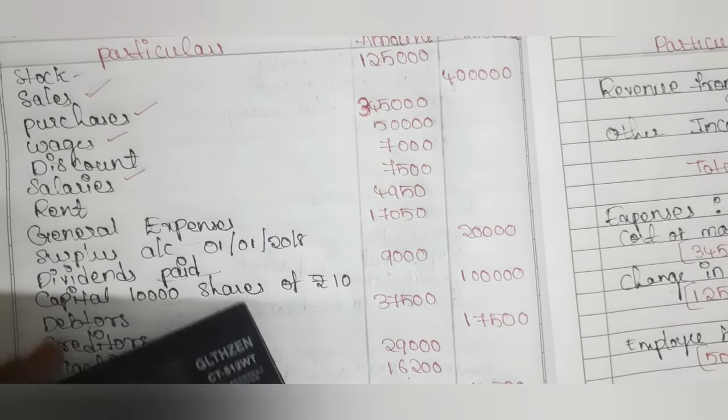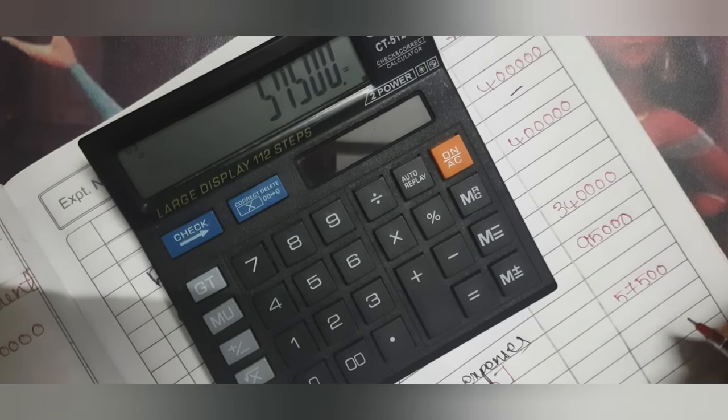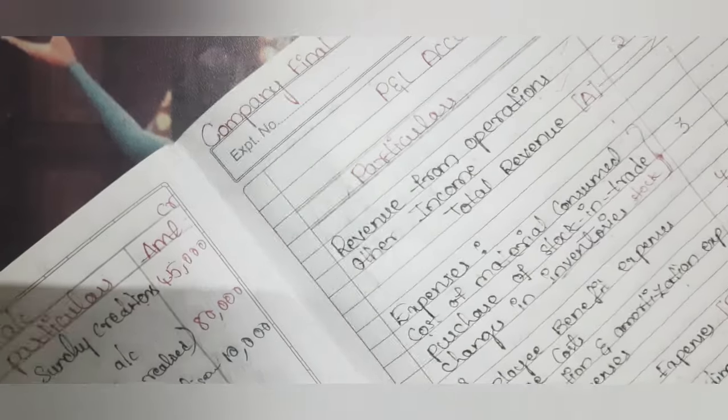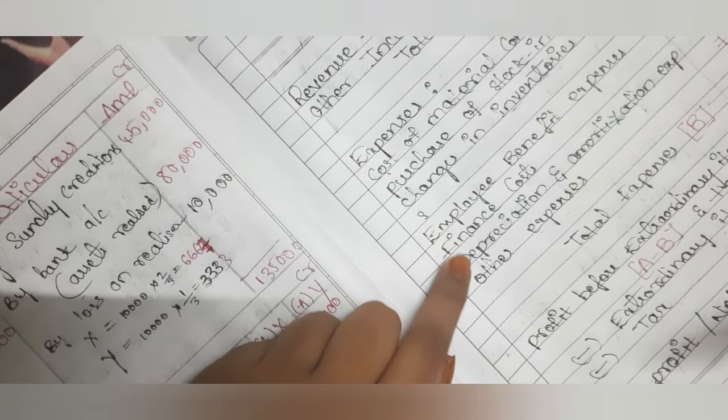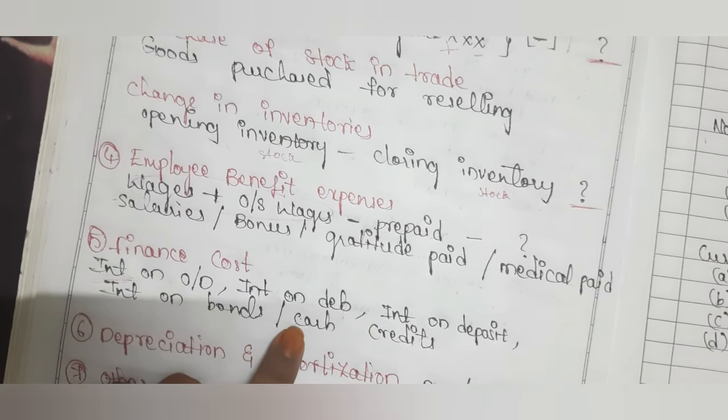7,500 done. Now have a look at how much we got here. We got 57,500. Okay, done. After employee benefit expenses, what do we have in the proforma? We have finance cost, depreciation, then other expenses. Do we have any finance cost here? What is finance cost? Interest on overdraft, interest on the debentures and all that. Do we have anything like that?